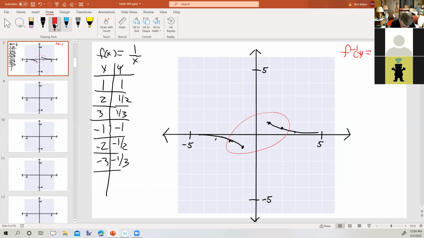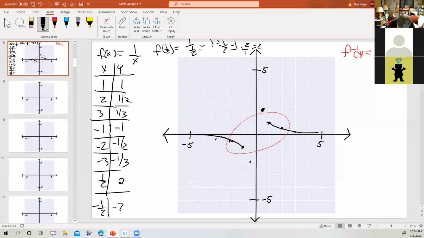Well, how about if I let x be 1/2? If x is 1/2, f of 1/2 would be 1 over 1/2, which is 1 divided by 1/2, which is 1 times 2 over 1, which is 2. So when x is 1, y is 1, and when x is 1/2, y is 2. Likewise, when x is -1/2, it would be -2. If I keep plugging in numbers, I'm going to get that picture. So that's the graph of f of x equals 1 over x.